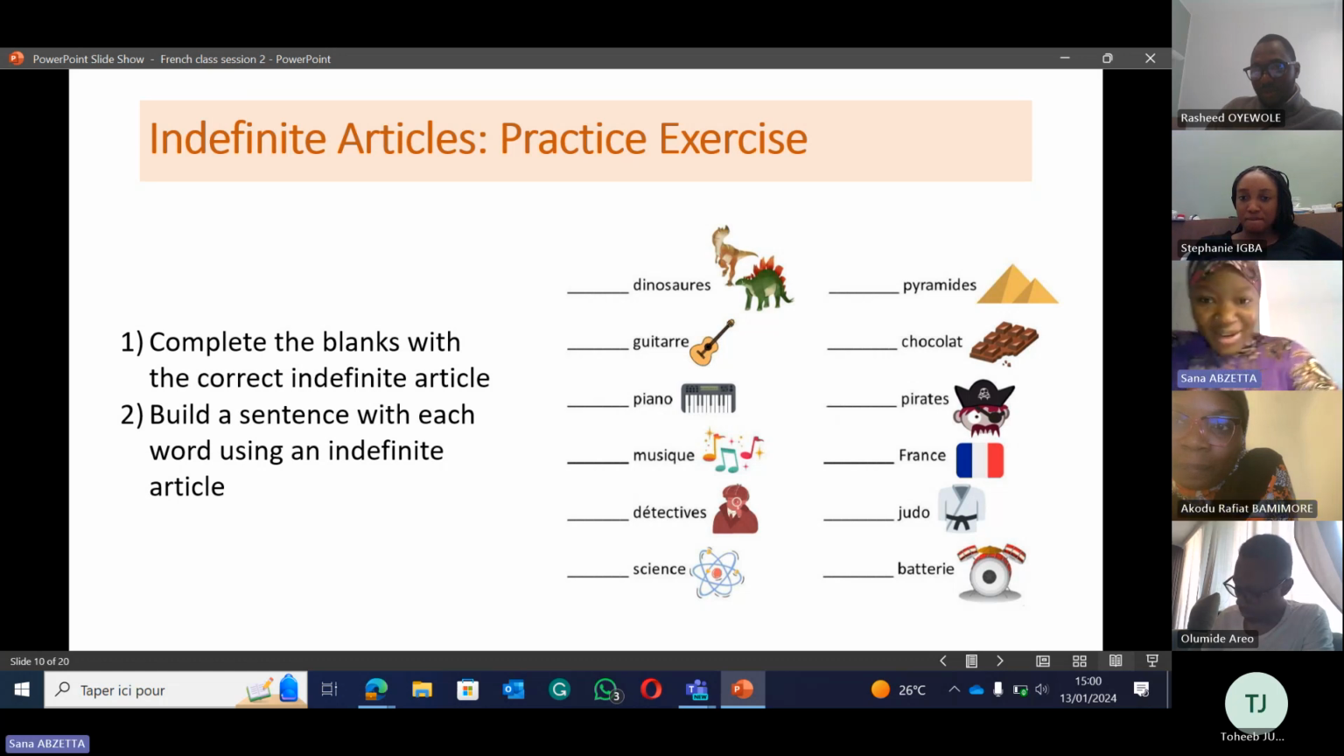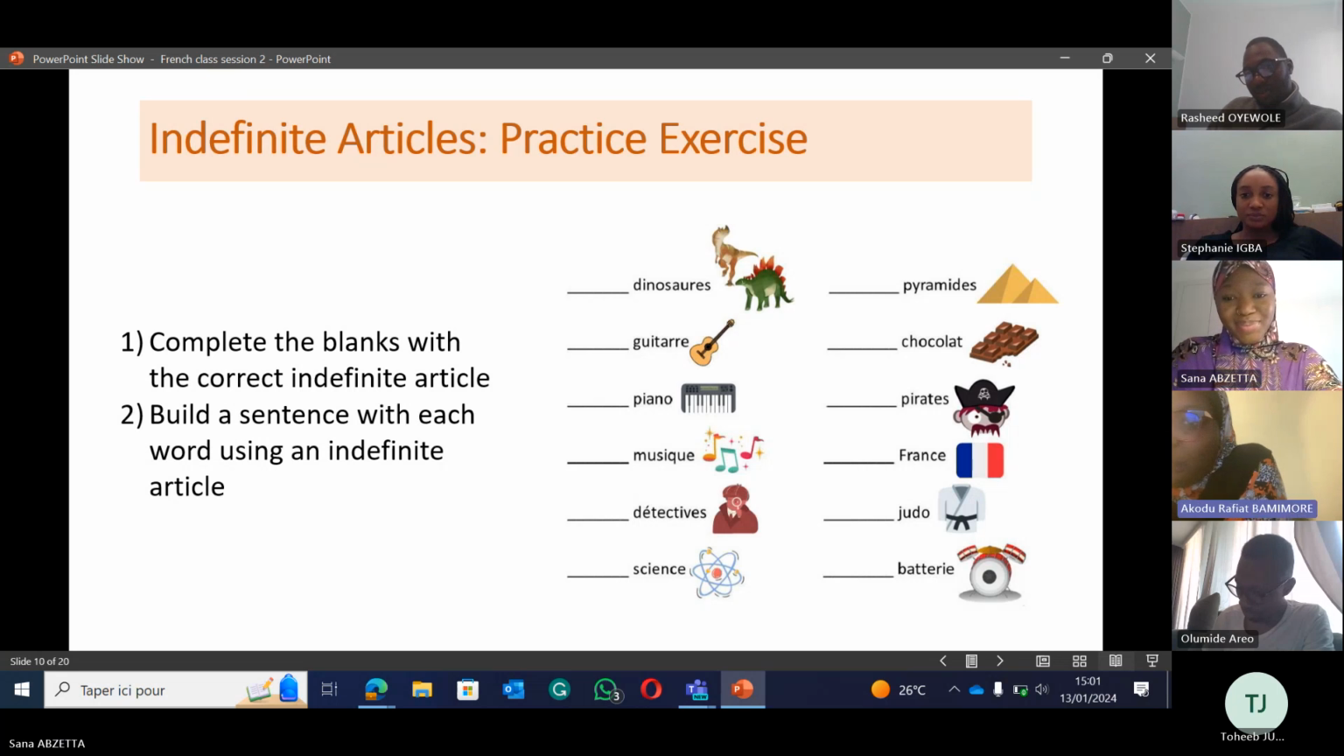Okay, so let's move on to the next word, which is guitar. Do you think that guitar is a feminine or a masculine word? Feminine. Okay. So what can you say here? Une guitare. Okay.